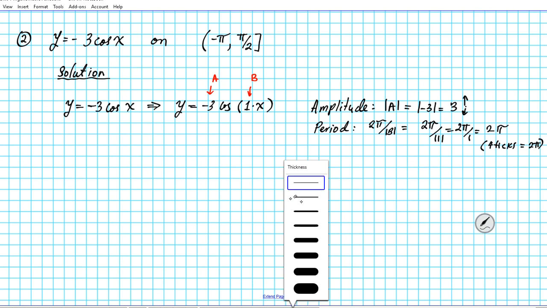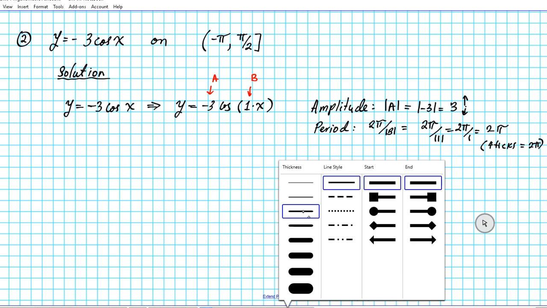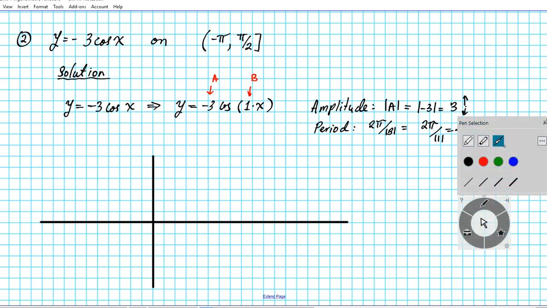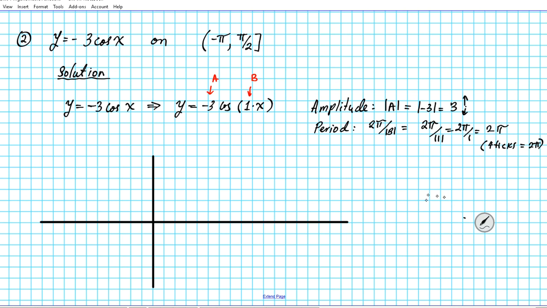So let's go ahead and draw our coordinate system. So we'll start with our y-axis. So there goes our y-axis right there. And then our x-axis. Alright, so let's go ahead and calibrate the x-axis first. So we remember what our period was. 4 tick marks is equal to 2 pi.